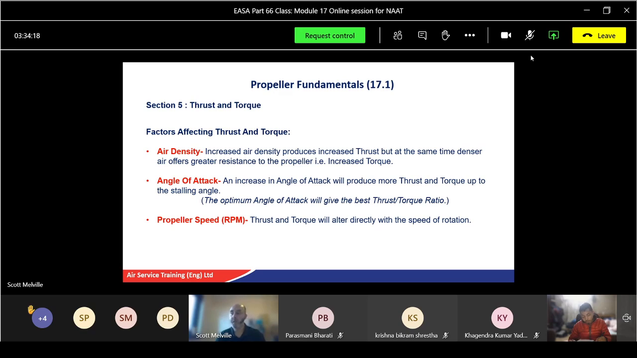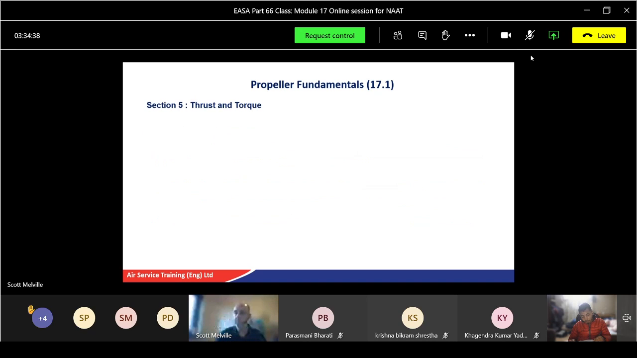And again, propeller speed, or your RPM: thrust and torque will alter directly with the speed of rotation. You increase the speed of the engine, you spin the propeller faster, well, that's going to increase more lift, as we know is thrust. Okay, so we get more power. It will also increase more torque. You've got the resistance to the engine there.